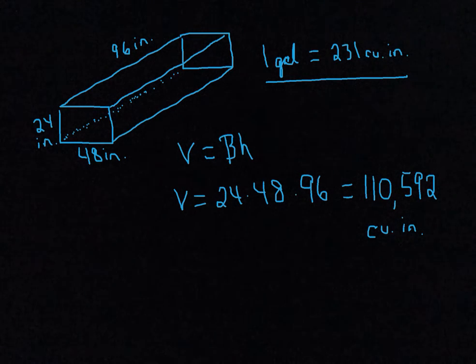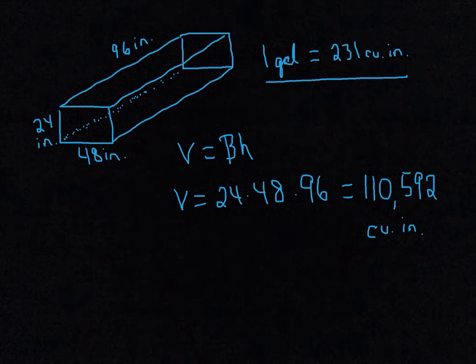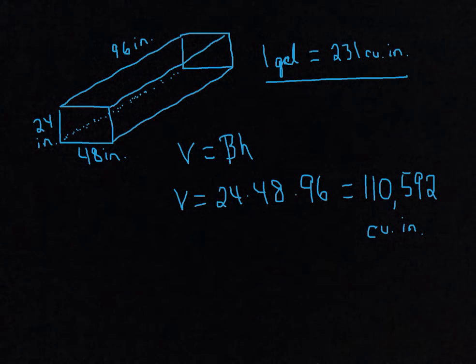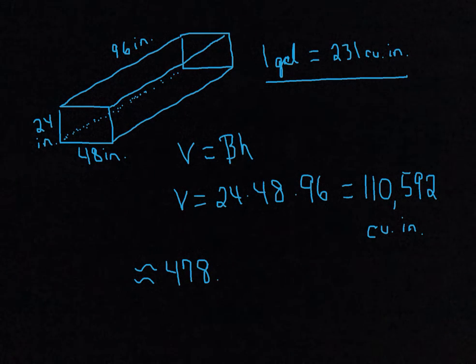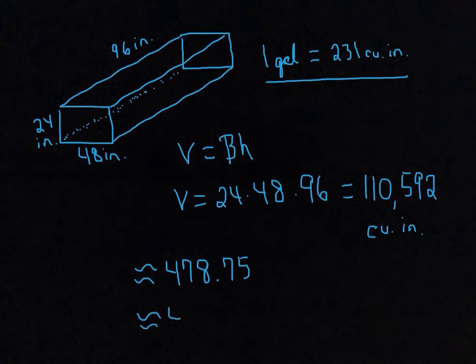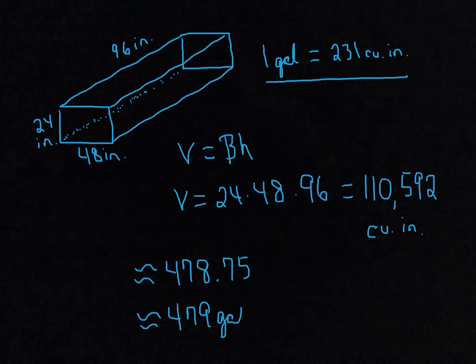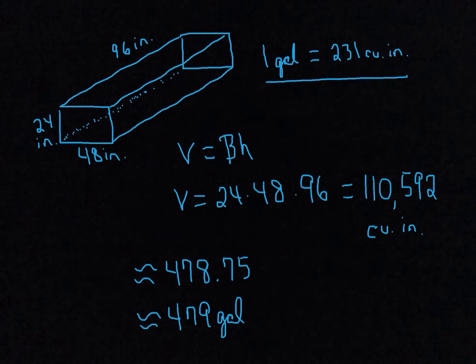If a gallon contains 231 cubic inches, what we need to do is take that number and divide it by 231, and it gives us approximately 478.75 when I round to the nearest hundredth. All right, so approximately, if we just round it up, 479 gallons of water would fit in this 24 by 48 by 96 inch water trough.